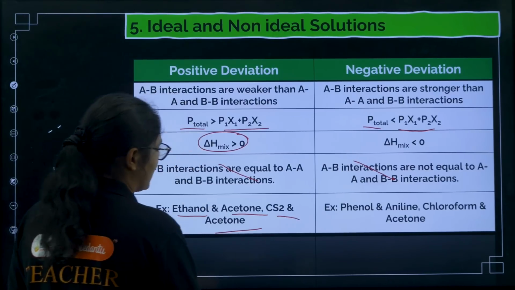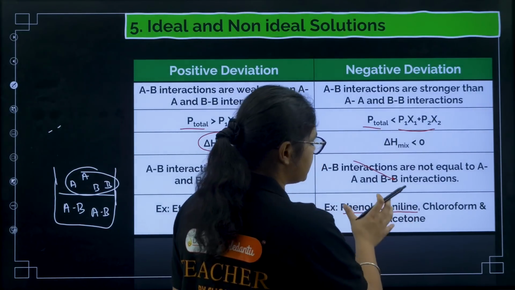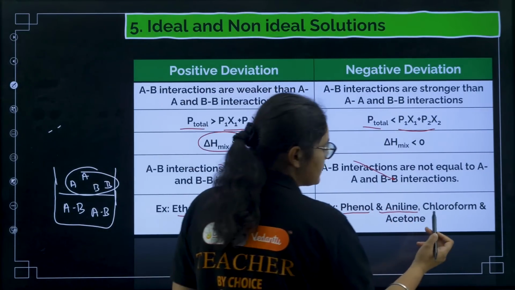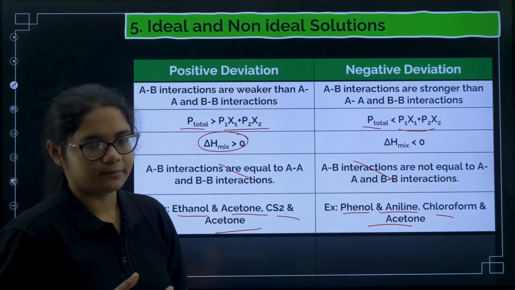Similarly, for negative deviation, what are the examples? Phenol and aniline, where there is very strong hydrogen bonding. Chloroform and acetone is also an example of negative deviation.